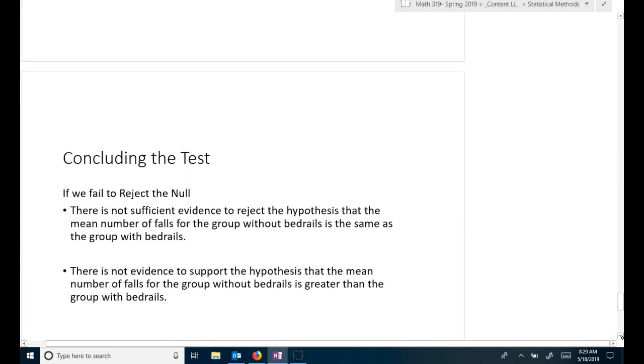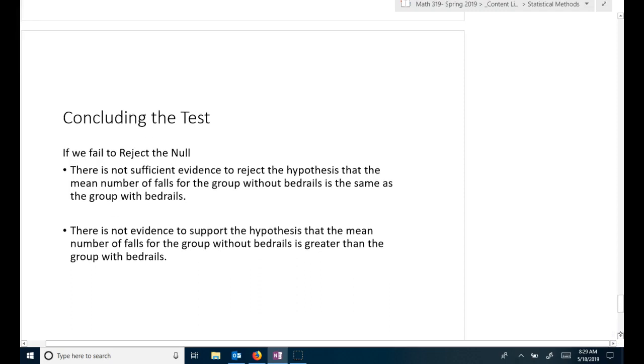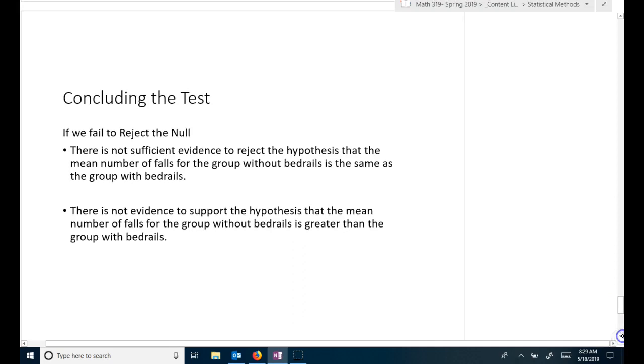All right. So here's if we fail to reject, there is not sufficient evidence to reject the hypothesis that the mean number of falls for the group without bed rails is the same as the group with bed rails. Okay. Or there is not evidence to support the hypothesis the mean number of falls for the group without bed rails is greater than the group. So you only need one or the other if you in fact fail to reject.